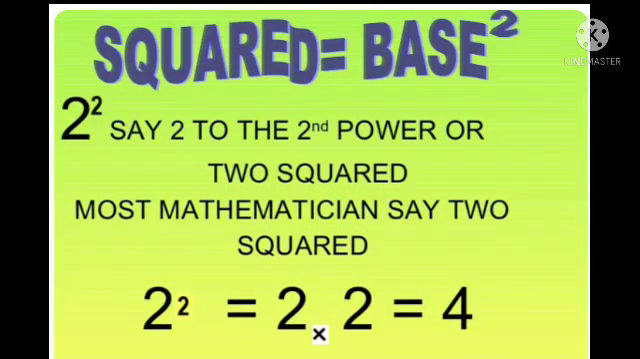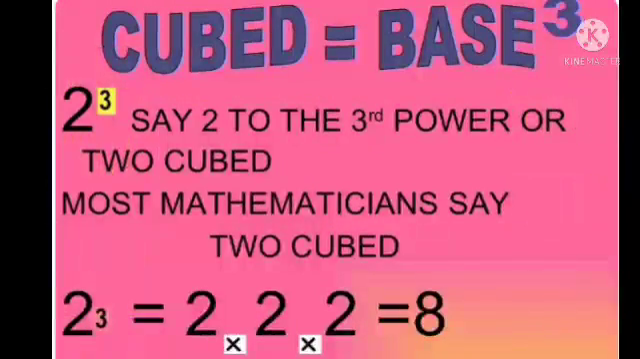Squared is equal to base square. Say 2 to the second power or 2 squared. Most mathematicians say 2 squared. 2 raised to the power 2 is equal to 2 multiplied by 2 giving us the answer 4. Cubed is equal to base cube. 2 raised to the third power or 2 cubed. Most mathematicians say 2 cubed. So 2 raised to the power 3 is equal to 2 multiplied by 2 multiplied by 2 giving us the answer 8.